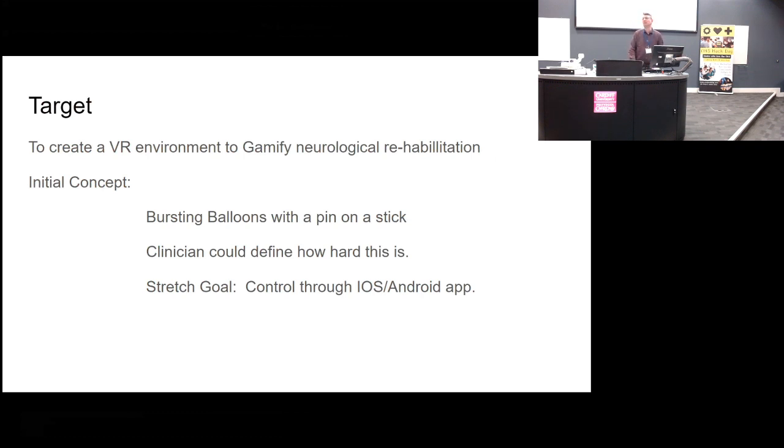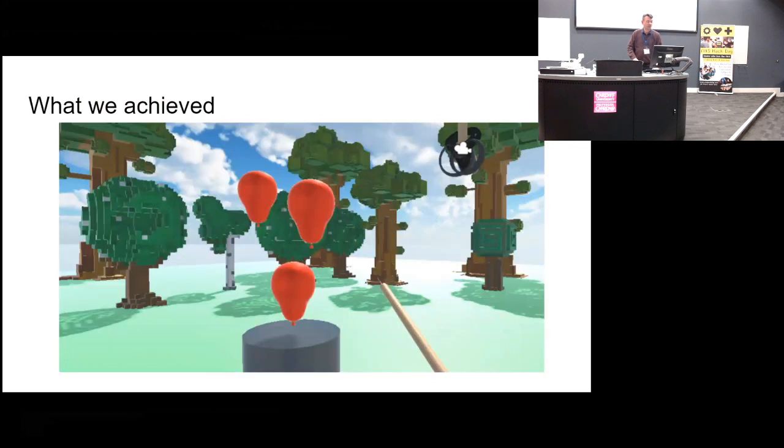My original concept that I arrived with, and I was very much willing to be convinced that this wasn't the best way of doing it, was that we simply give the person with mobility problems in their arms the task of bursting balloons with a stick. And the clinician would then have the ability to decide how hard it was going to be, and the stretch goal was to try and create an app on a mobile device that they could use to control the simulation. So how far did we get?